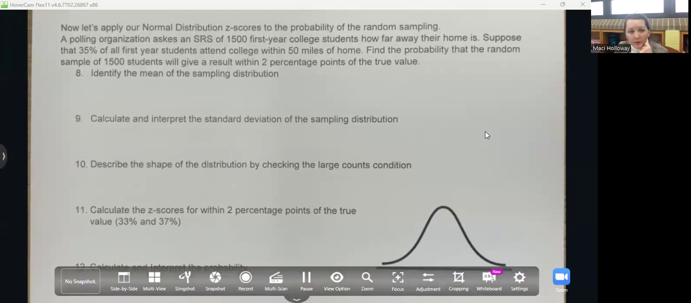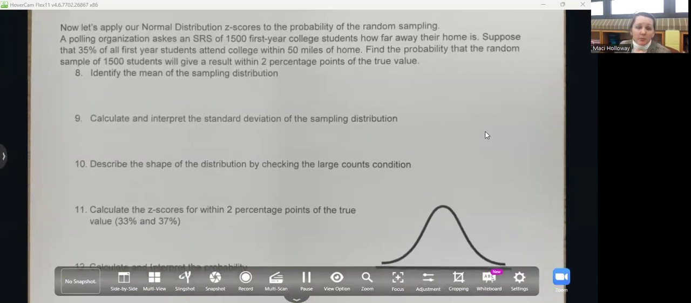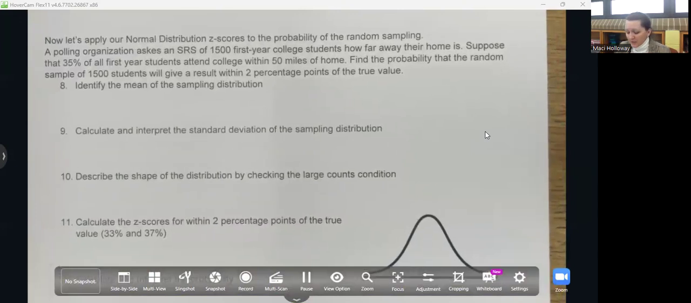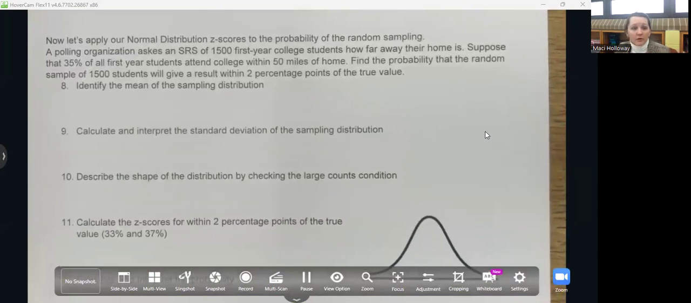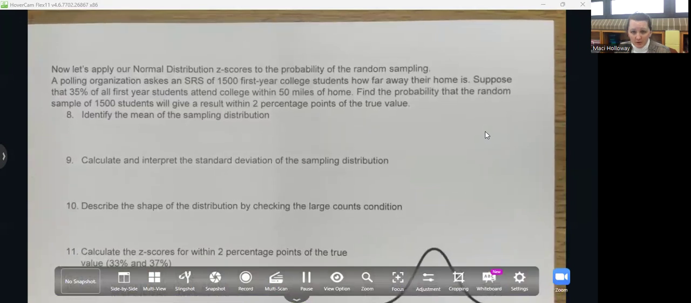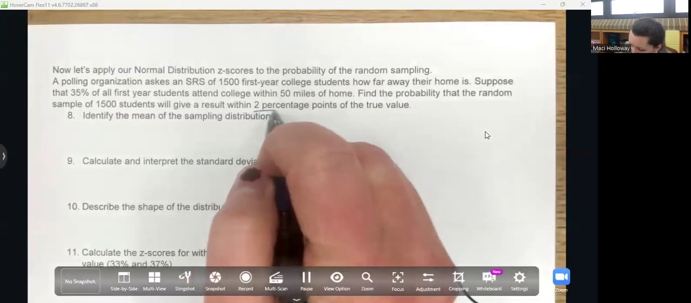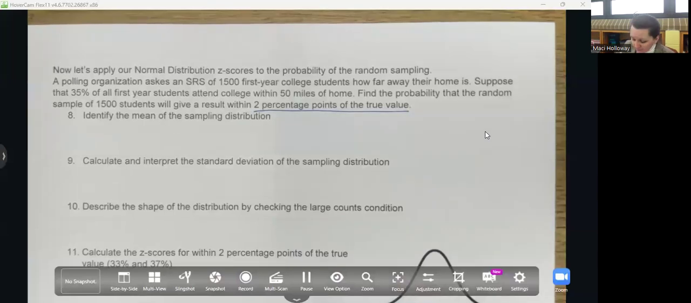Let's see. A polling organization asks a simple random sample of 1,500 first-year college students how far away their home is. Suppose that 35% of all first-year students attend college within 50 miles of home. Find the probability that the random sample of 1,500 students will give a result within 2 percentage points of the true value. This is going to tell us what scores we're looking for, right? Well, we have our n value, which is 1,500, and we have our p-value, which is 35%, right?